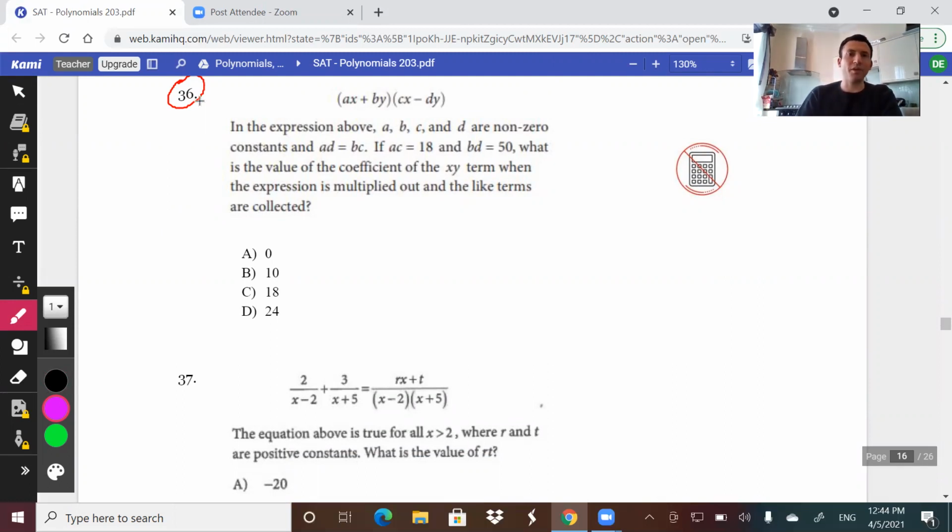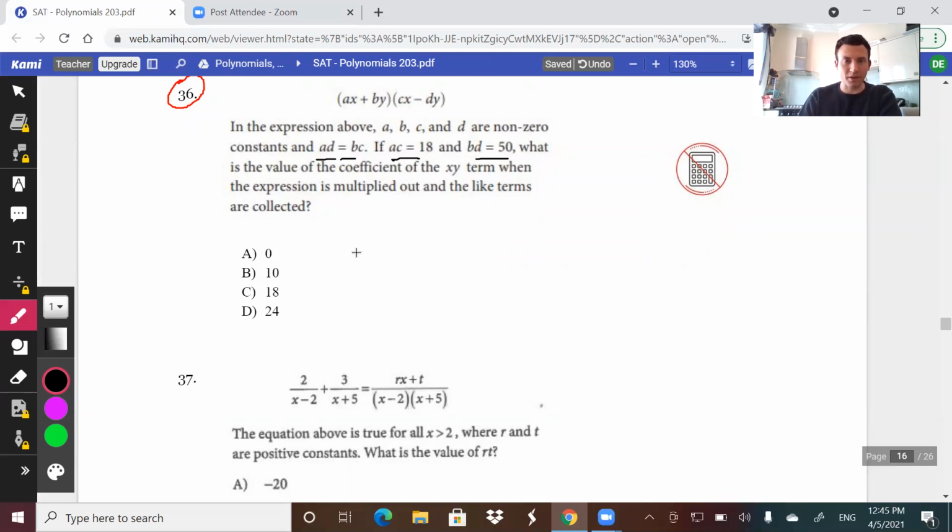So anyway, it says, in the expression above, a, b, c, and d are non-zero constants, and AD is equivalent to BC. AC is 18, BD is 50. What is the value of the coefficient of the xy term when the expression is multiplied out and like terms collected? Okay, so there's a lot on our plate there, but we might as well get it started by multiplying out the expression, collecting like terms, and seeing how this applies.